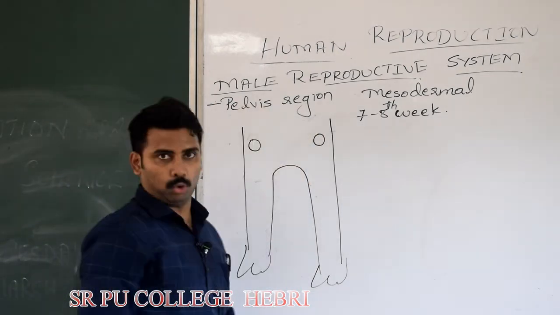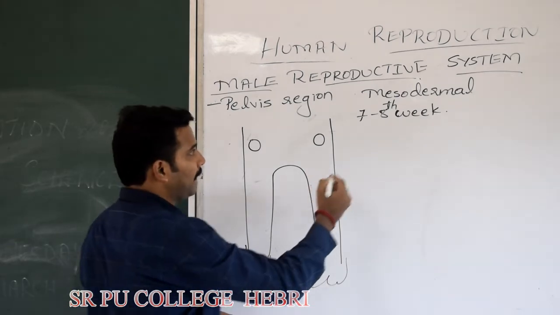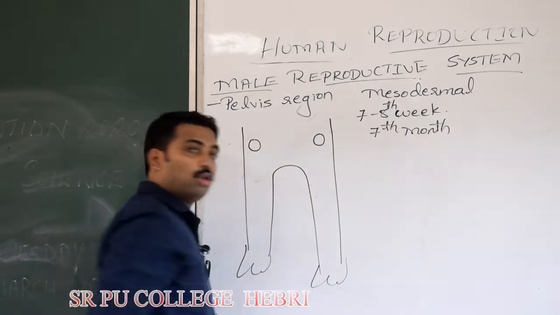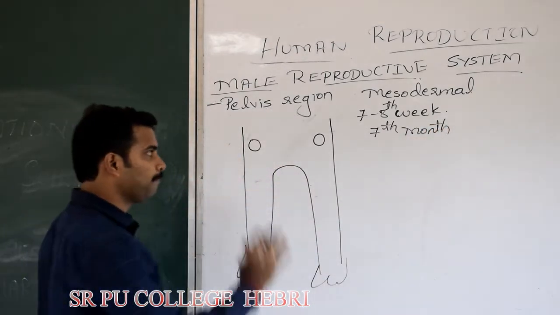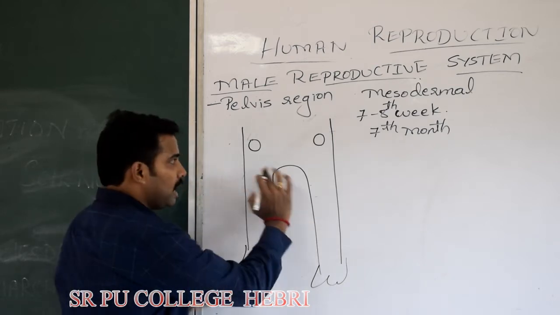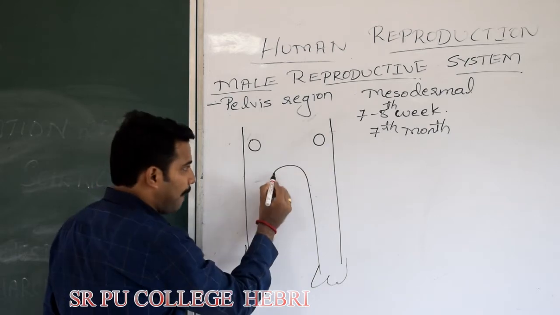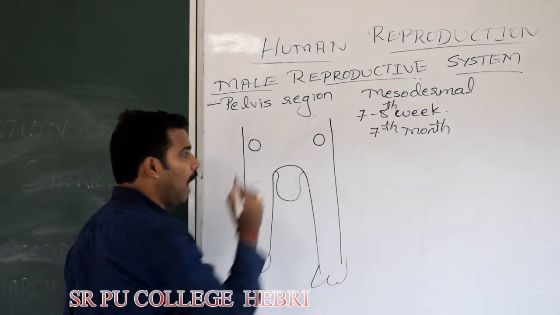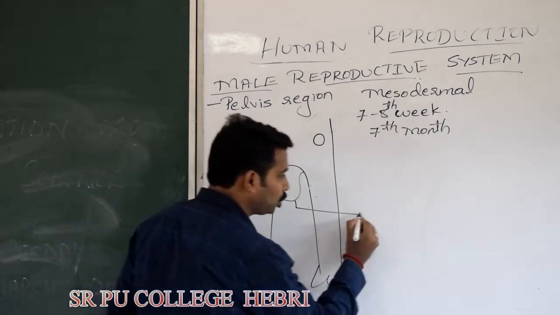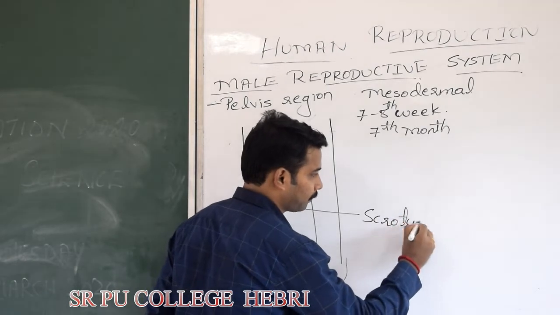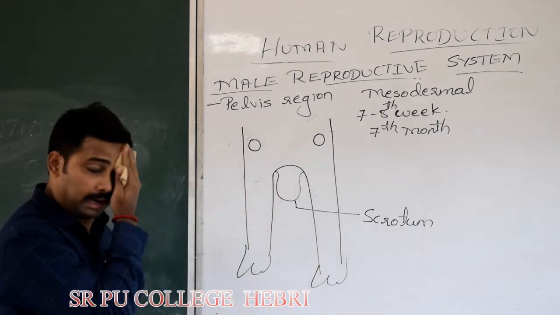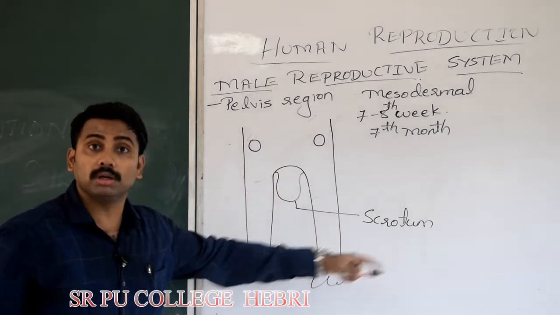They grow there only. Now, when the male baby attains the 7th month of pregnancy, few changes occur. What are they? In between the legs, this is the abdominal region. The abdominal skin will outfold and form a pouch called scrotum. This happens in the 7th month of the baby: the abdominal skin will outfold and form a pouch called scrotum.